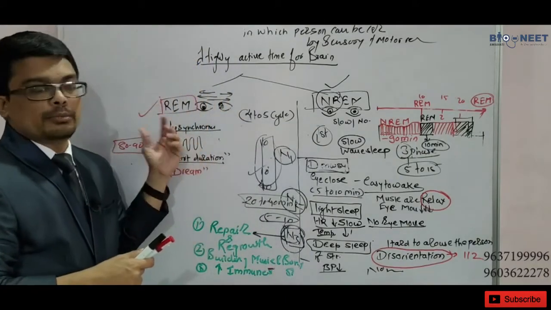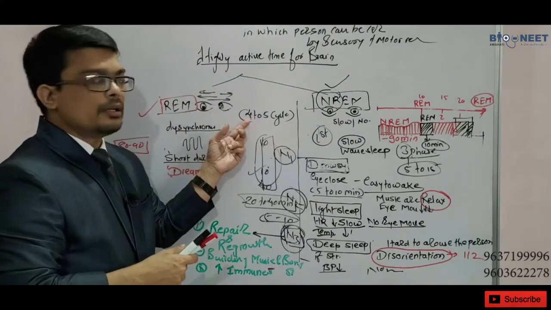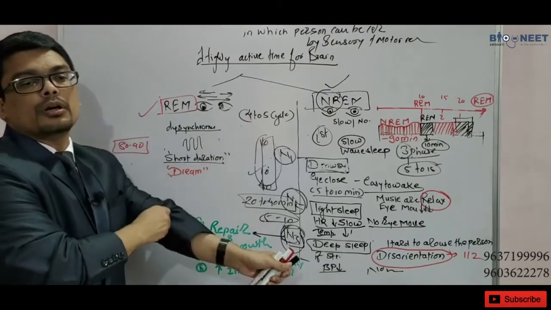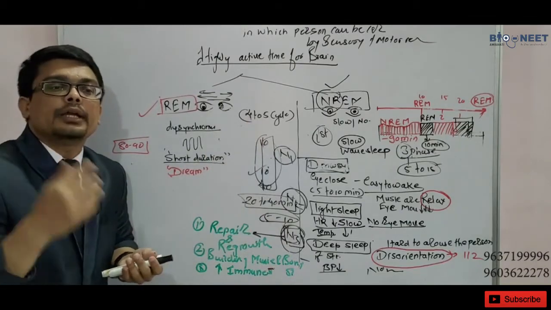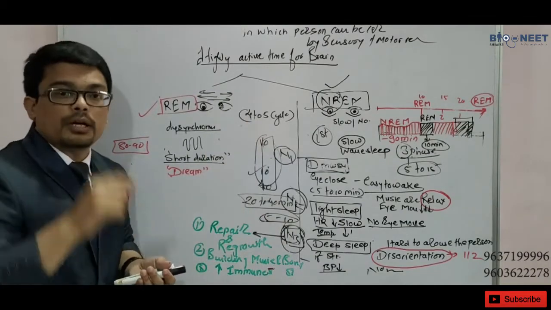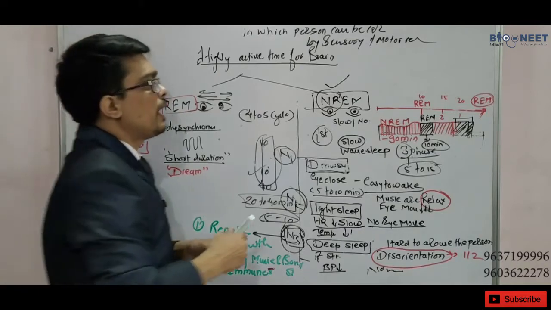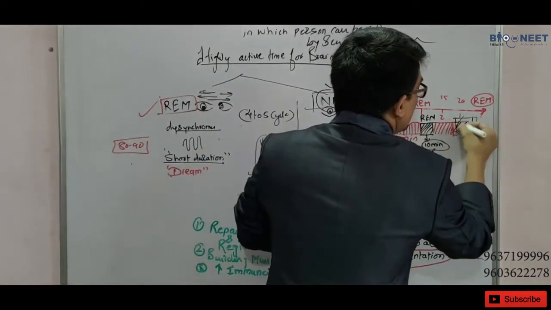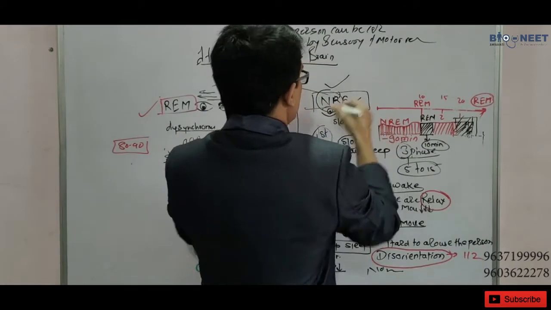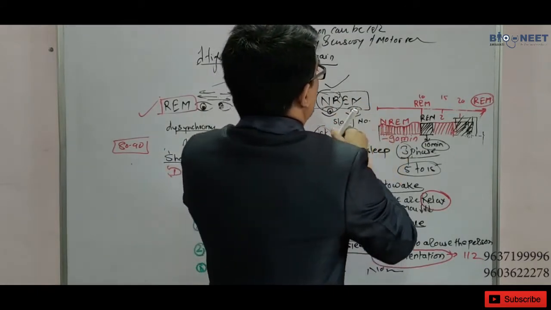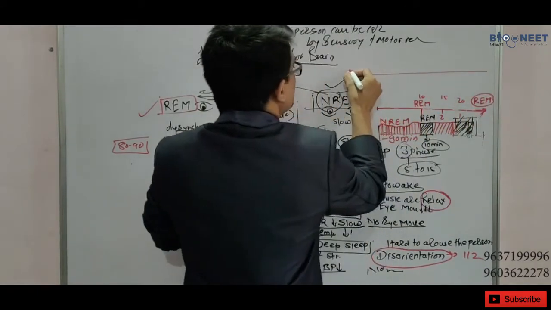Which one? REM sleep. How many cycles? 4. In the first cycle, REM sleep lasts only 10 minutes, and then it slowly increases until it lasts for 1 hour at the end. So at the end, this is like your total sleep.